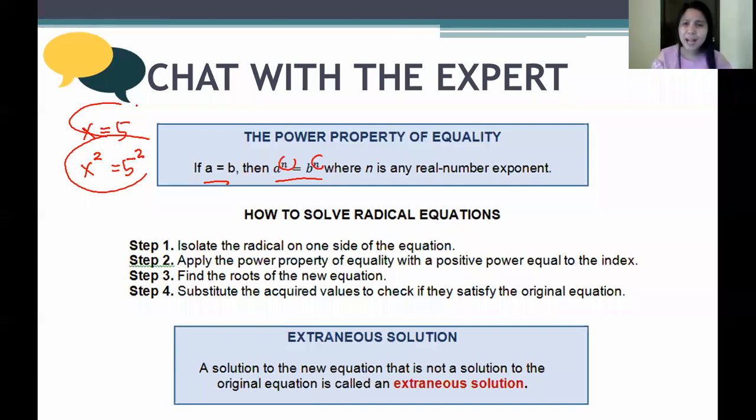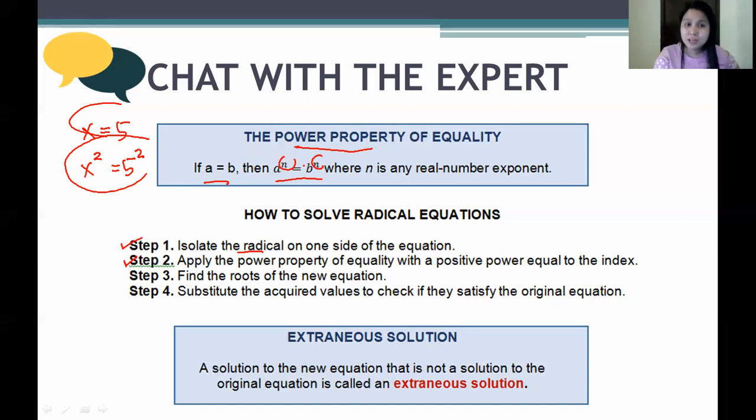Now, how to solve radical equations? Ready? Step 1, you isolate the radical on one side of the equation. It means the left side can be a radical, the right side can be a non-radical. Next, step number 2. In step number 2, we apply the power property of equality.